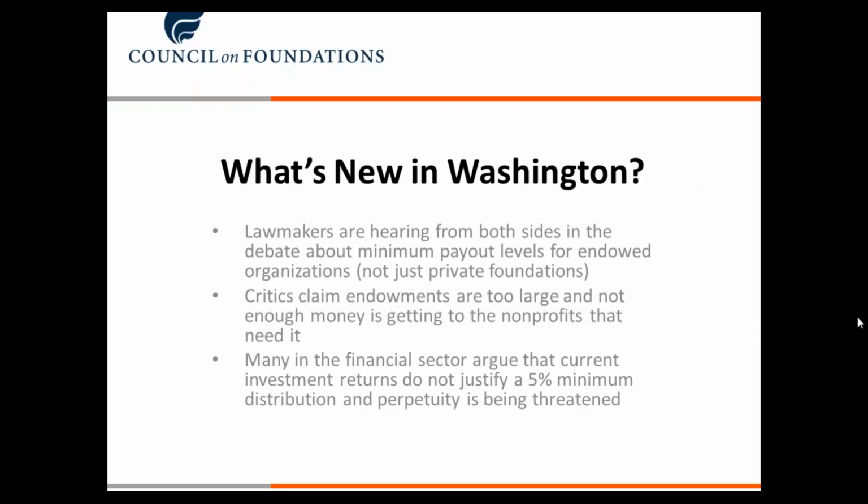And it's interesting, so there are critics out there, and I'm sure you have all seen or heard some of these critics that are not big fans of large endowments and say that there are endowments out there that are too large and not enough money is getting out to the nonprofits and the charities that need it. If anyone follows the news in this area, universities have recently been a target of this. There are universities out there with very large endowments, and critics have said that not enough of their endowment is being spent on charitable programs or student tuition and things like that.